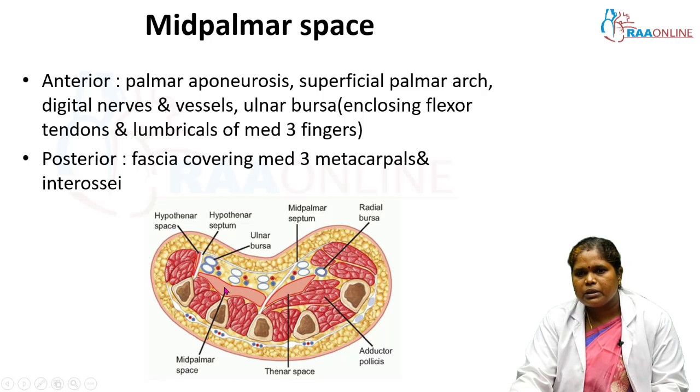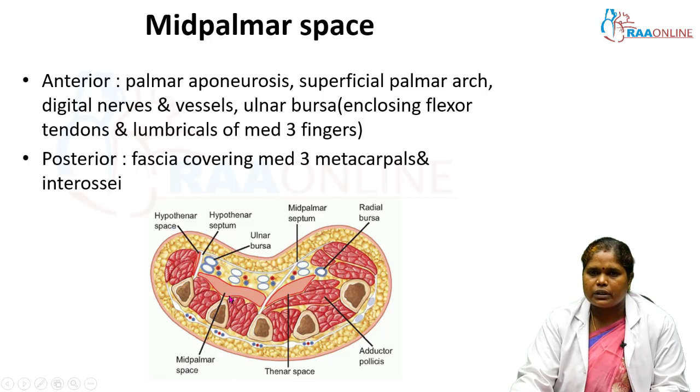This mid-palmar space is going to have the following boundaries: anterior boundary, posterior boundary, lateral boundary and medial boundary. These four boundaries will be there for the mid-palmar space, and we also have to understand what is going to happen proximally and distally, and which is going to act as an inlet of infection and an outlet of infection. These are all the things we are going to discuss in the mid-palmar space.